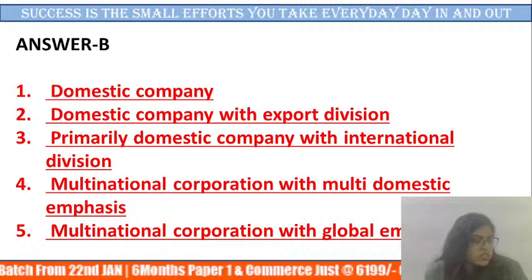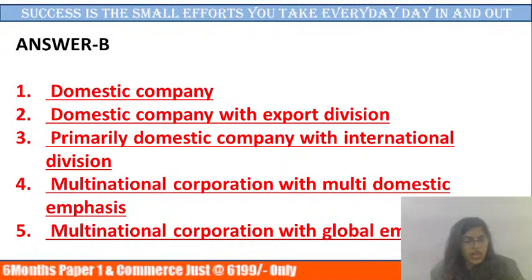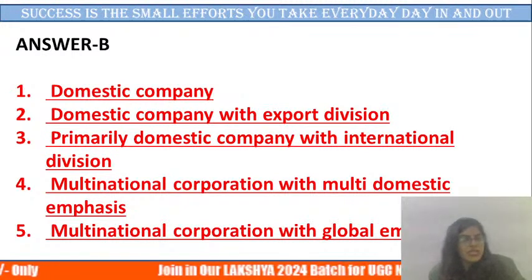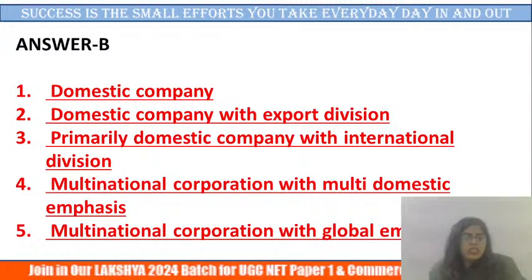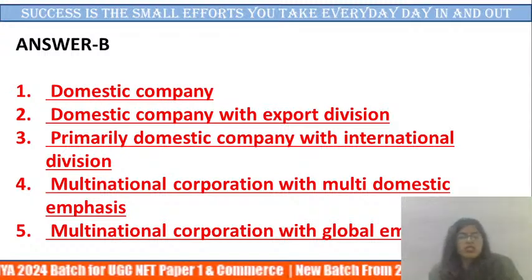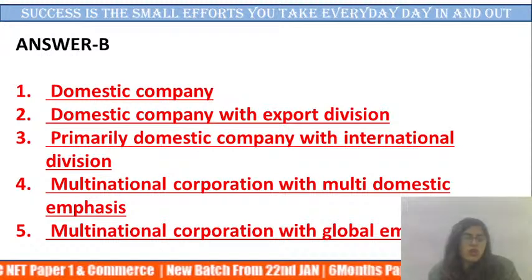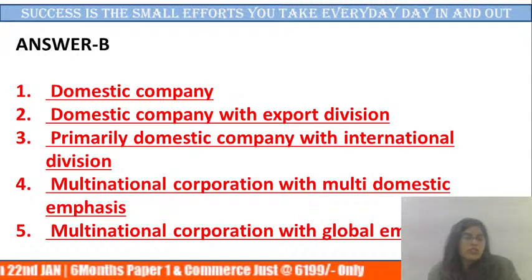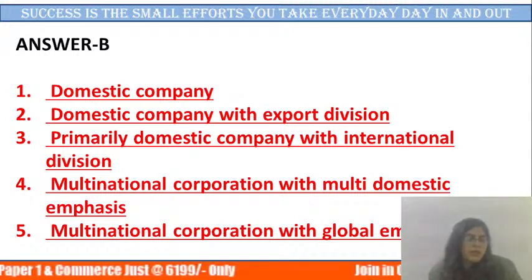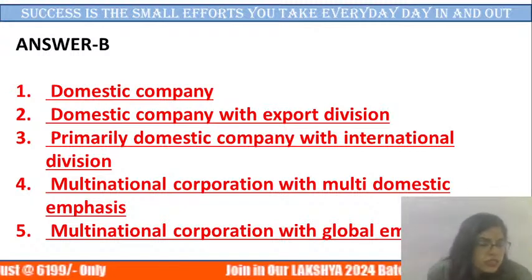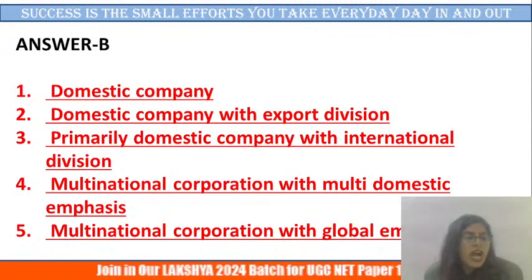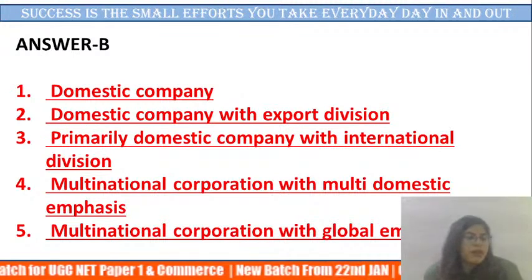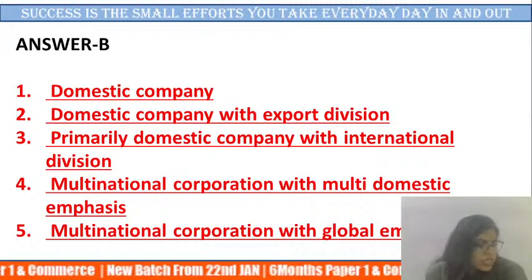product or services. And in the fifth step, multinational corporation with global emphasis. Now finally the company became an MNC, a multinational corporation, and they will be giving their product or services to the whole world, to every corner of the world. Now the company becomes an MNC. So this is the basic step of how a domestic company can become an MNC. Getting it?